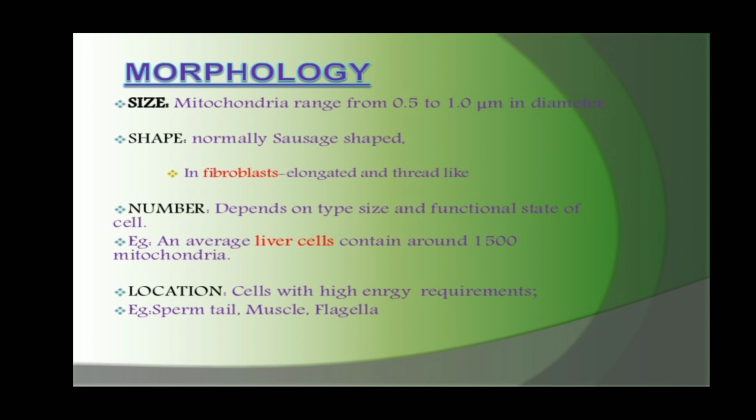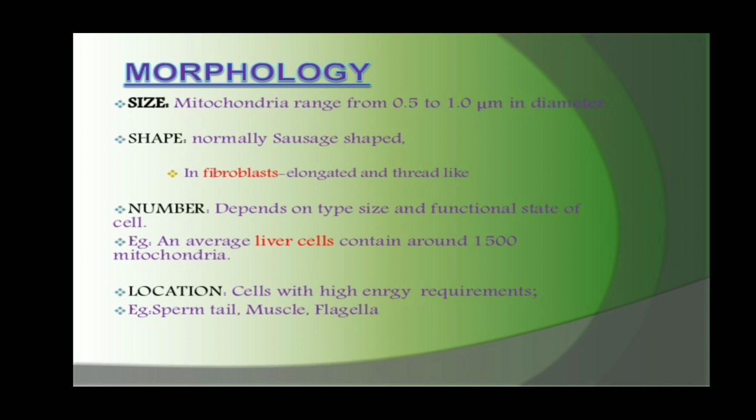The morphology of mitochondria says that the mitochondrial size ranges from 0.5 to 1 micrometer in diameter, right? It means if you compare the size of mitochondria and the chloroplast, then you will get the idea about the size of both. Mitochondria is smaller than the chloroplast. The shape is normally sausage shape, right? It's elongated as well as oval type. So in fibroblast cells, it gets elongated and looks like a thread.